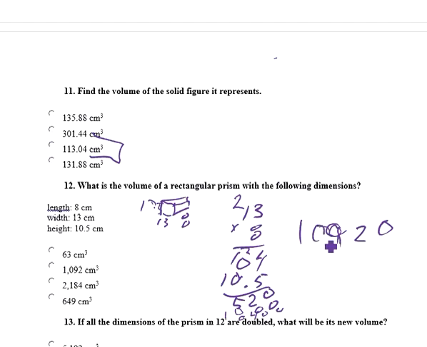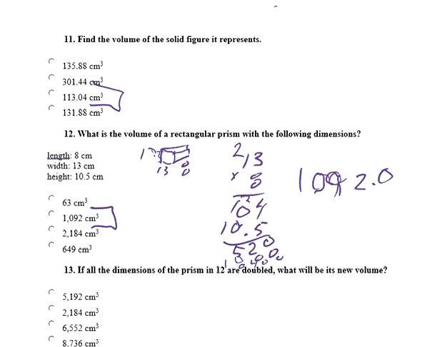Boy, my pen is barely working. Okay, and I'm moving it over 1 decimal place. So the volume is 1,092. Got it. And we're moving on to our last 3. And let's hope my pen keeps working.